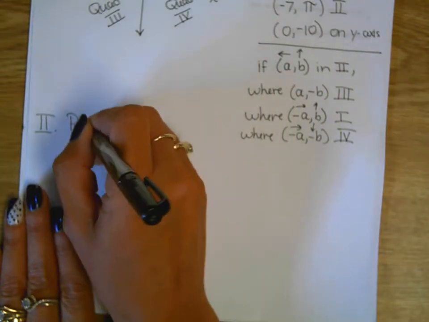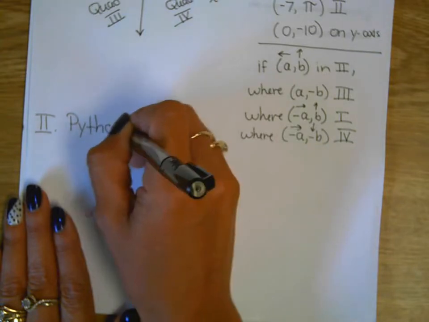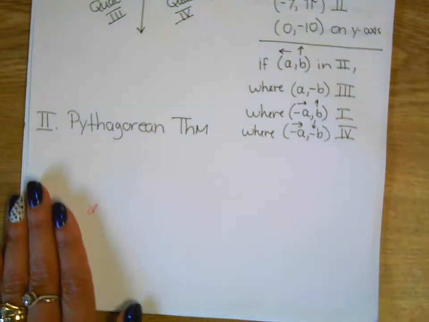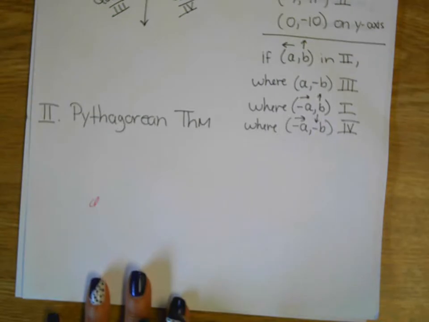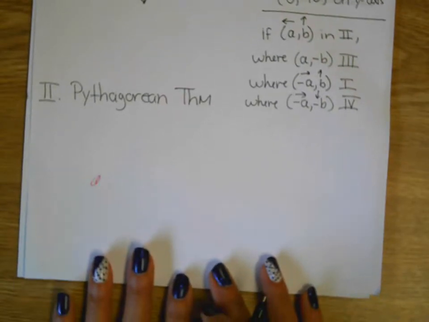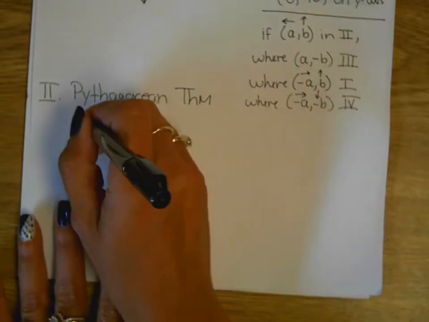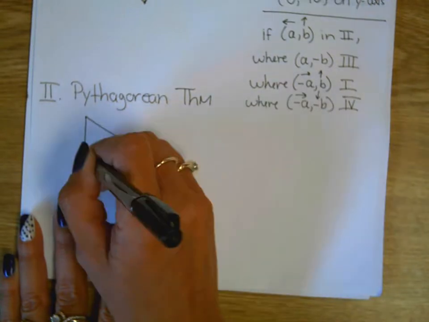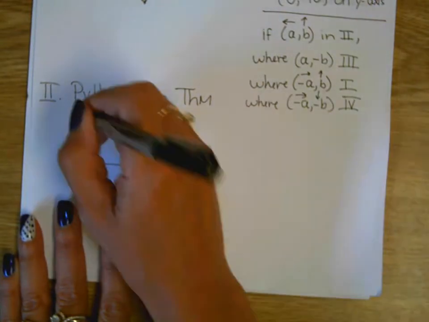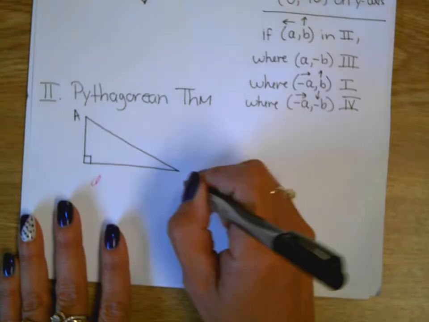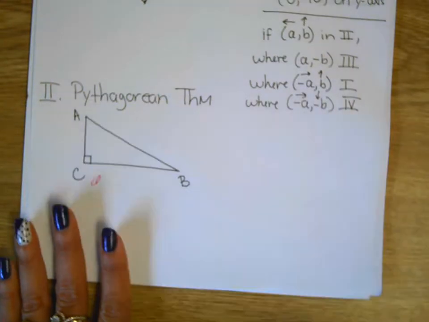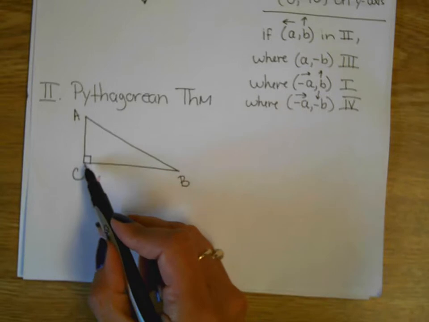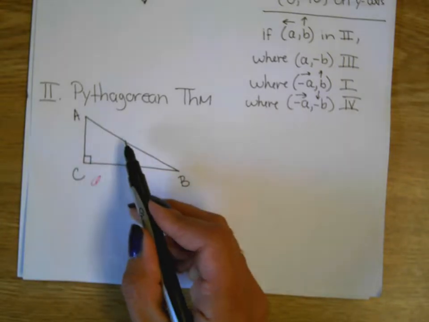Pythagorean theorem. Okay. What kind of triangles did the Pythagorean theorem work for? Just right triangles. Right and only right. Let's see if you remember the parts of the right triangle. Let's go A, B, C. And what did we call the side across from the 90-degree angle? Hypotenuse.